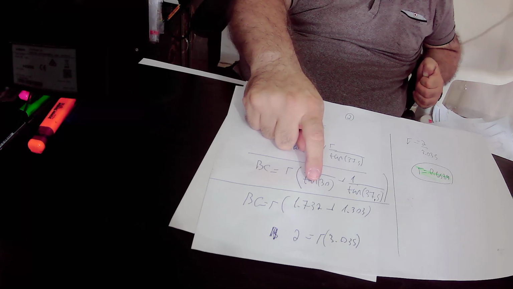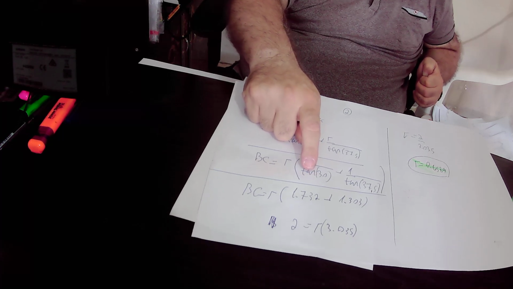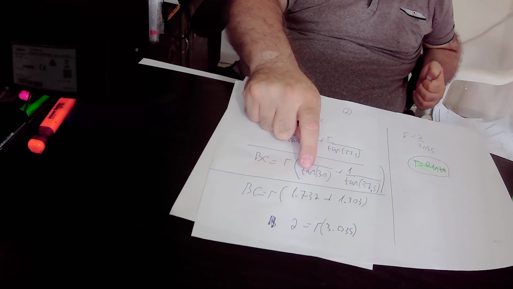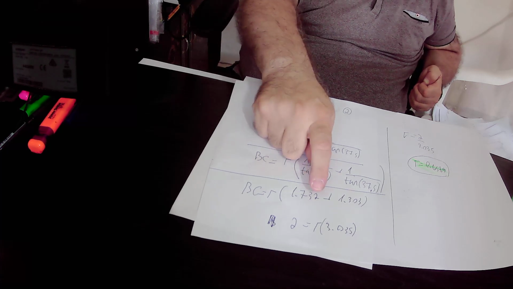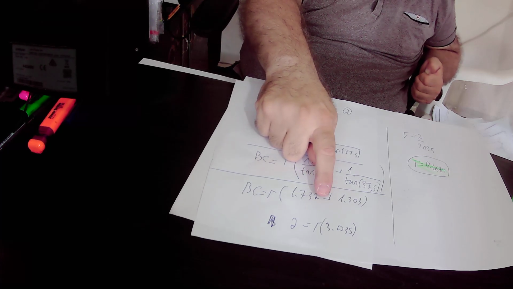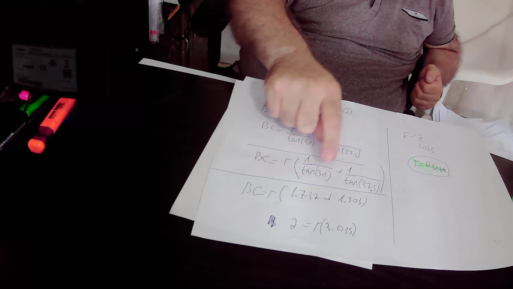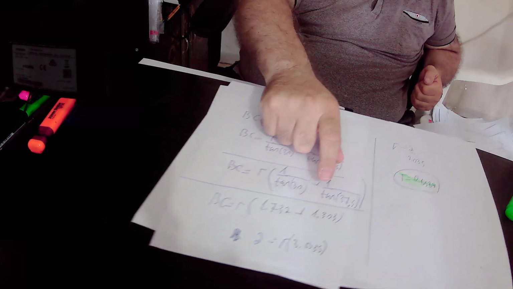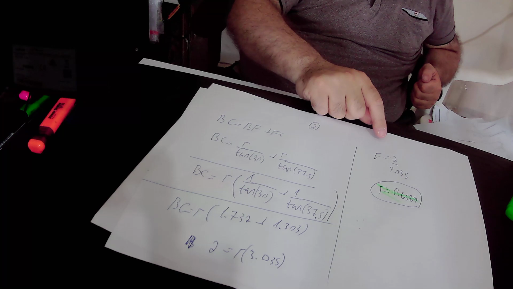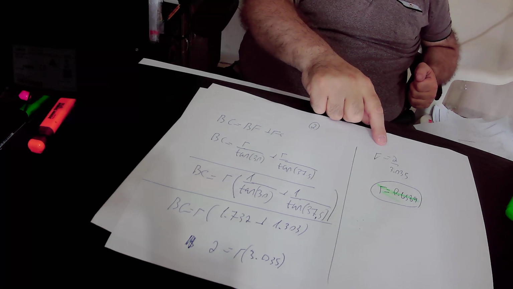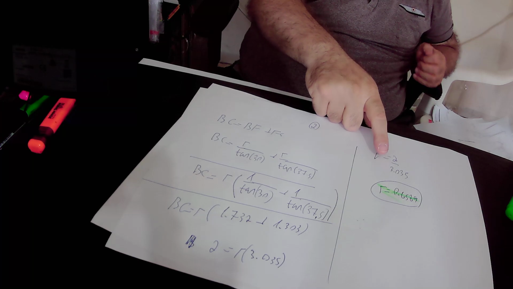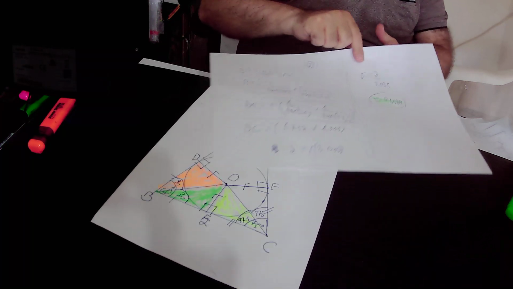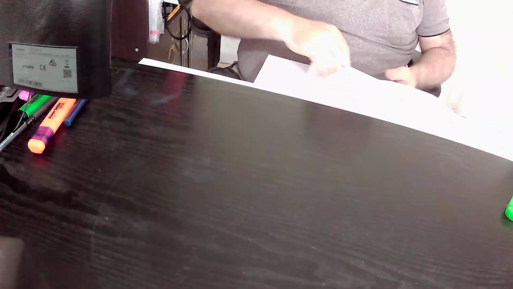and 1.732 plus 1.303 equals 3.035 units. So we found that 2 equals R times 3.035 units. We divided this equation by 3.035 units, and we got that the radius of the circle equals 0.6589 units. We finished with the second method.